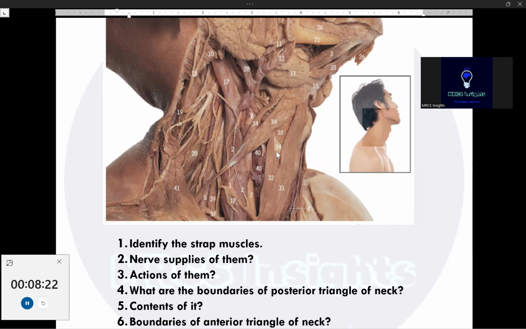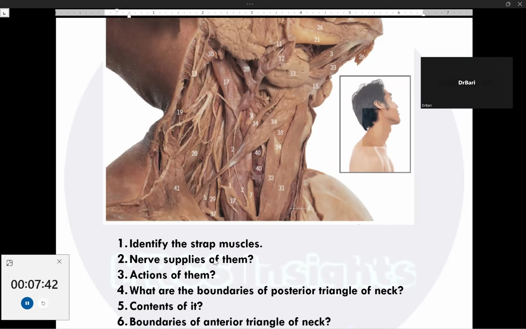You can try again. Cricoid cartilage? Not cricoid cartilage or membrane. Which structure is situated here? A gland, right? Which gland? Thyroid. So this will be the thyroid cartilage. Cricoid and hyoid are situated here in the upper part of the neck. Here it will be the oblique line of thyroid cartilage. Now tell me the nerve supplies of the infrahyoid muscles.